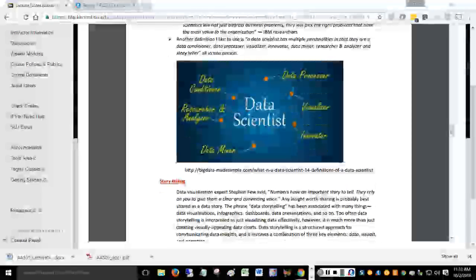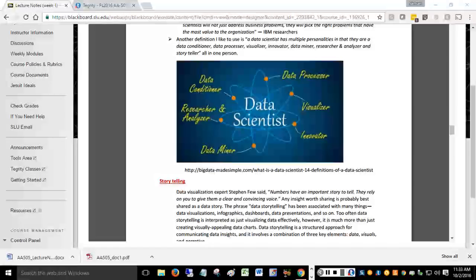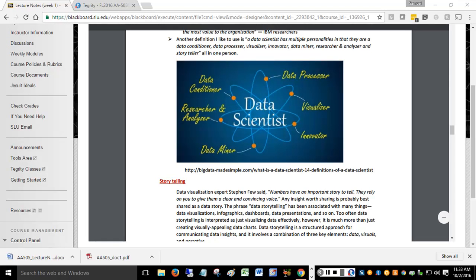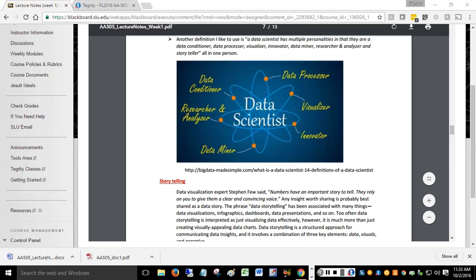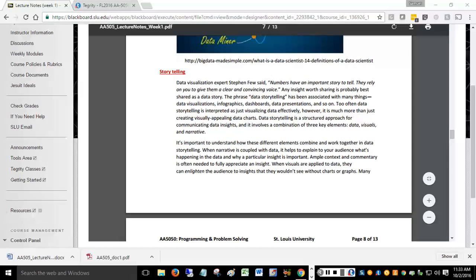And here's a graphic that I like to use a great deal on this. A data scientist is a data processor, a visualizer, an innovator, a data miner, researcher and analyzer, and data conditioning. All those come together as a data scientist. But the one that I want to add to this is storytelling.